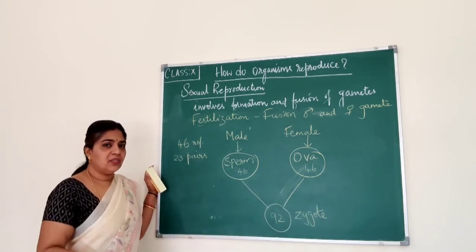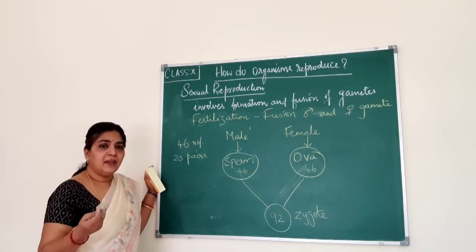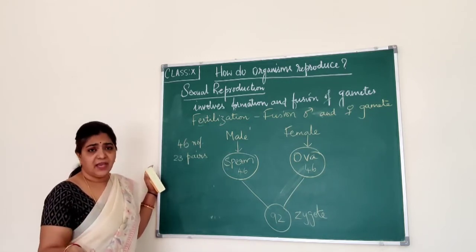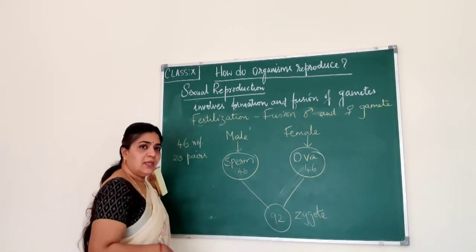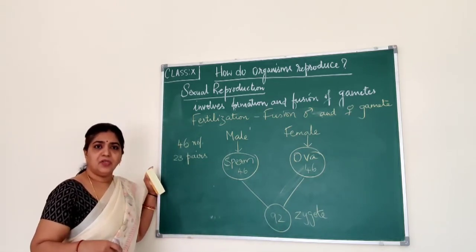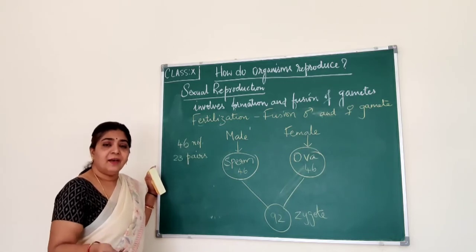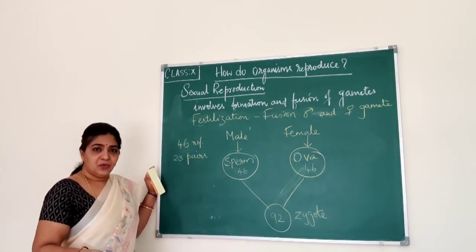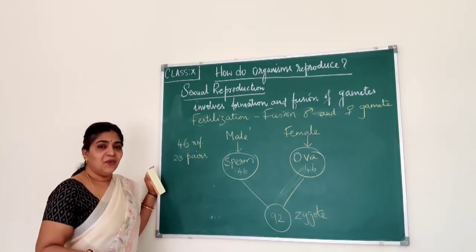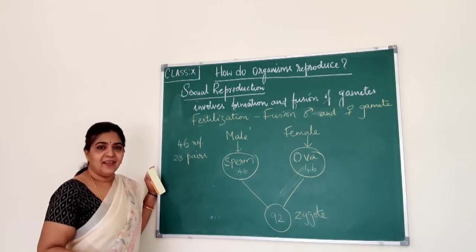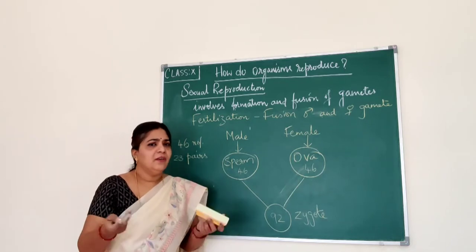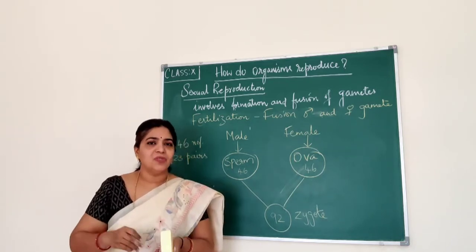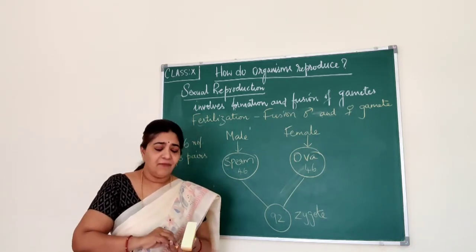Because sexual reproduction involves what? Creating young ones, right? So the baby will be containing 92. Then it will be abnormal, isn't it? Because it is getting a double set of chromosomes. Do you think it will happen like that? No, it will not happen like that, because we know very well that the baby will have the same number of chromosomes as the parents.